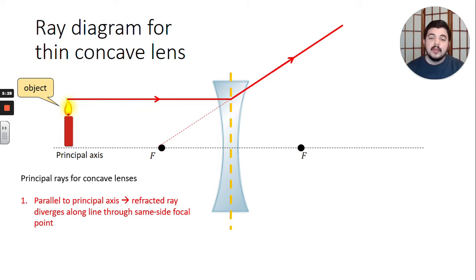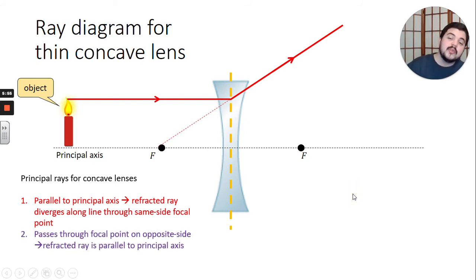So in the last example with the converging lens, this parallel ray went this way through the focal point to converge, whereas the parallel ray through this concave lens needs to spread out. So it can't go down through this focal point, so it's got to be along a line through the other one. So it's got to go through the focal point that lets it spread out and diverge.